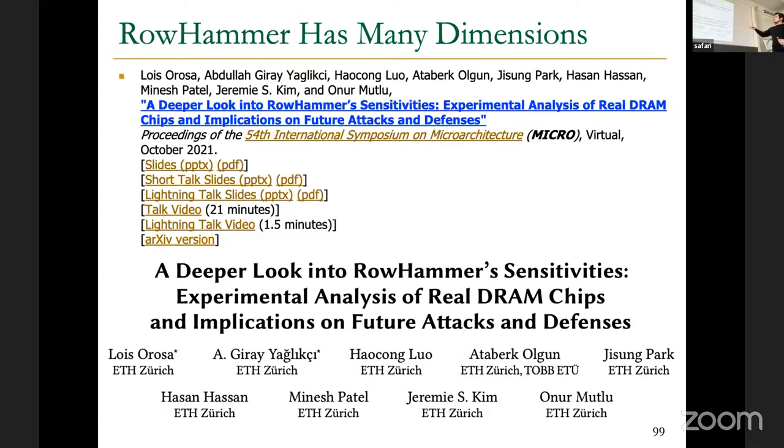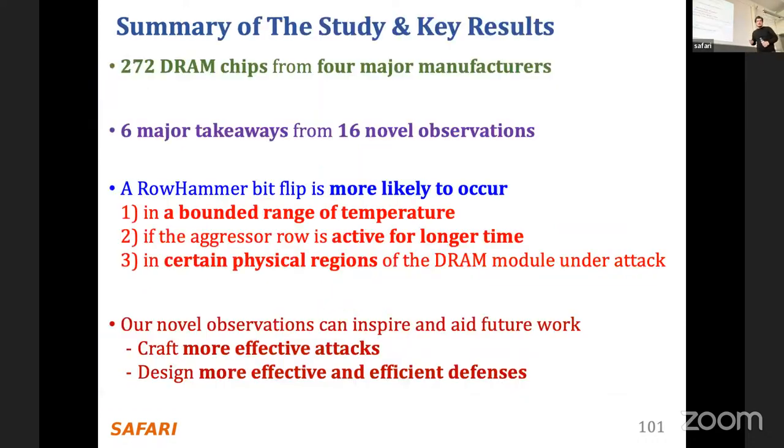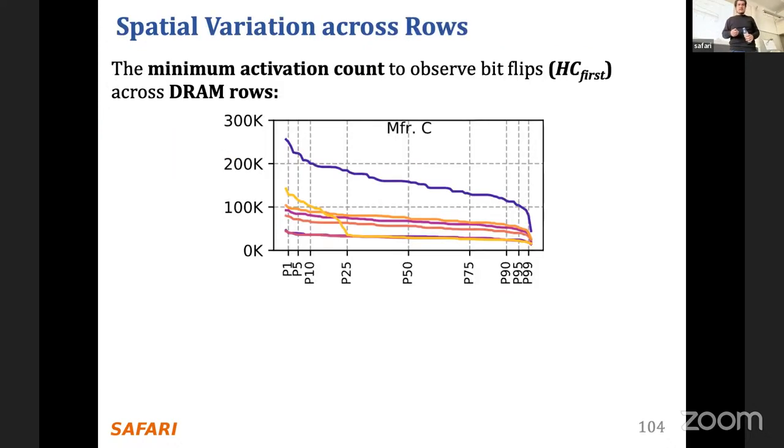This paper, A Deeper Look, tried to understand new characteristics of RowHammer. The three main things we looked at were temperature, aggressor row active time, that's how long you keep an aggressor row activated or open before you close it, and the victim DRAM cell's physical location. I will highlight only a few results, like this one. This is the RowHammer vulnerability spatial variation across rows, in terms of the minimum activation count, or HC first. On the y-axis, we show the HC first value.